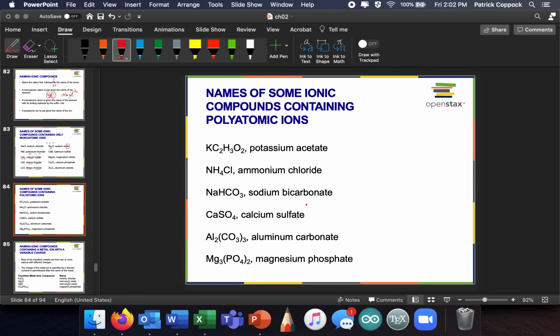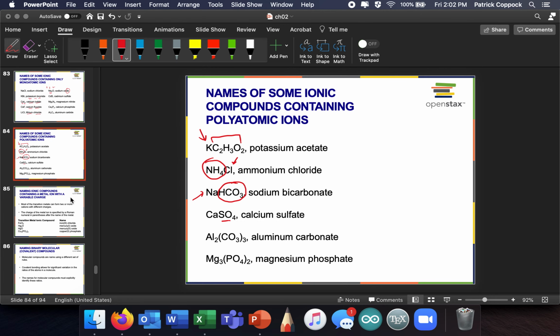Now, polyatomic ions are actually simpler, right? So we know that this is acetate because we memorized it. And here is potassium. We know that this is ammonium. And so this is going to be chloride. Here's sodium, hydrogen carbonate, or bicarbonate. Those are 2 names for the same thing. Here is calcium and sulfate and so on. So polyatomic ions, if you have these memorized, they're much easier, actually. If you don't have them memorized, it's impossible. You can't do it. But if you do have them memorized, you're like, oh, that's no big deal.